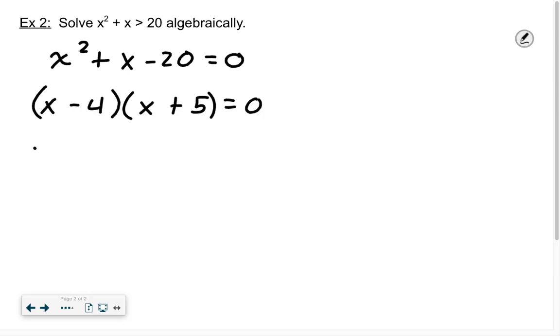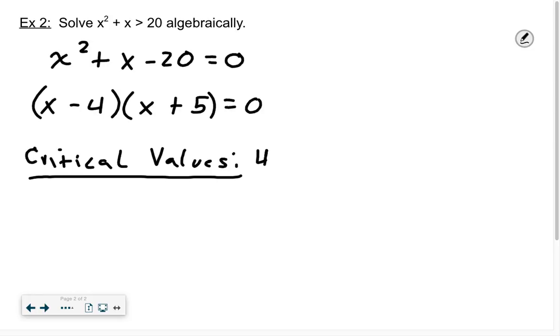Those solutions of 4 and -5 are no longer solutions to us, but instead they're going to be called critical values. Because again, understand with inequalities, it's not just a particular number that's going to make this thing true. It's going to be an interval. X is greater than 4, x is less than -7, and so forth. Okay, and it's these critical values, 4 and -5, that are going to help us establish what our intervals are going to be.